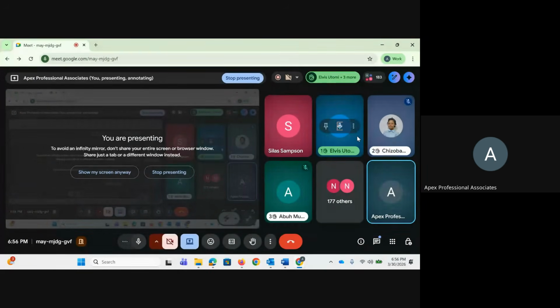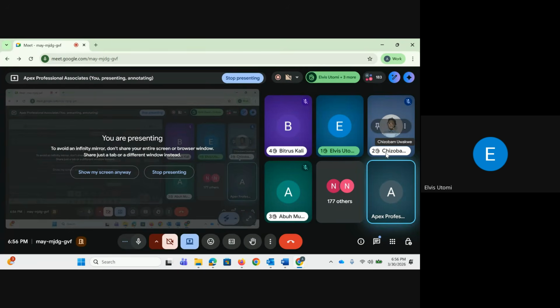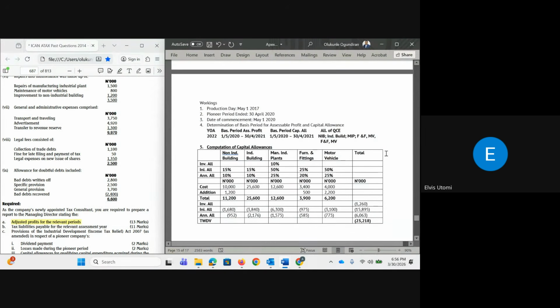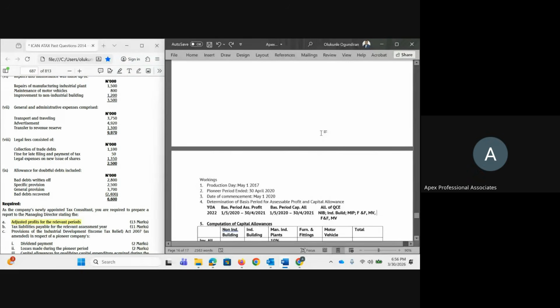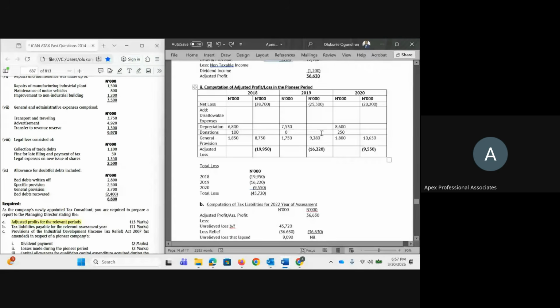Yeah, Elvis Utomi. Good evening, sir. I just wanted to throw more light on the pioneer period, the adjusted profit. Okay, the profit in the pioneer period follows the same rule anyway. It's still the profit add disallowable expenses less non-taxable income.